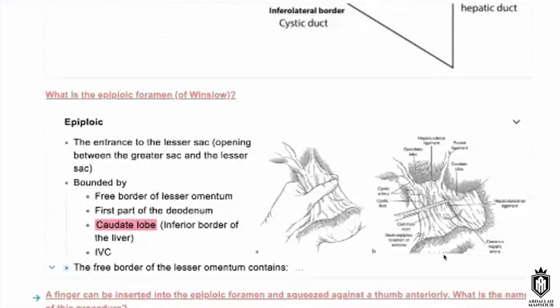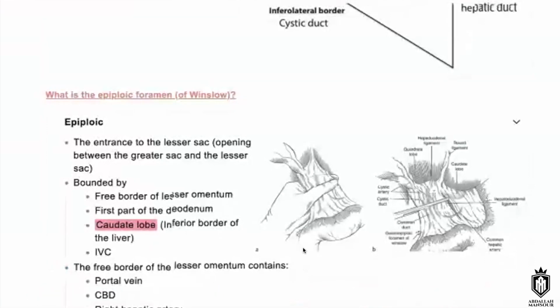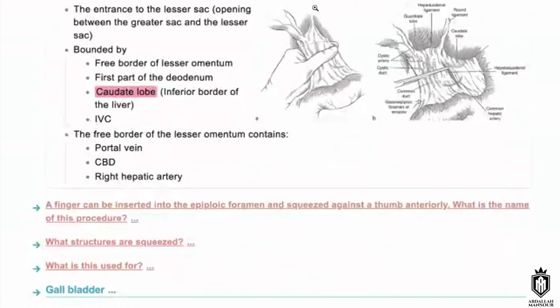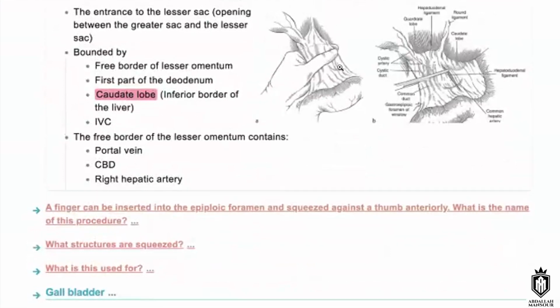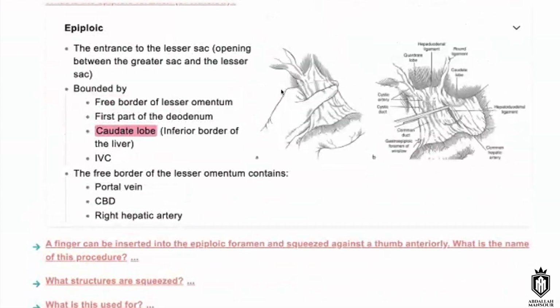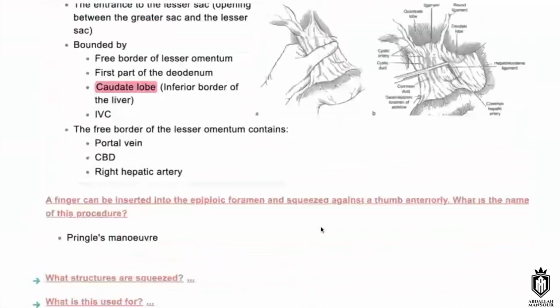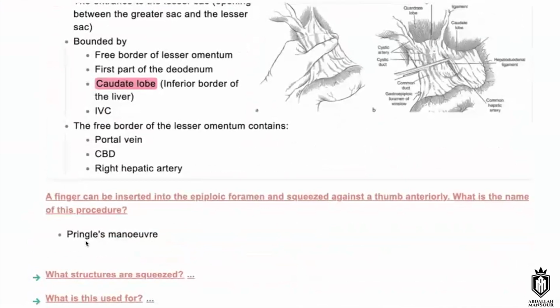Okay, what are the structures inside the free border of the lesser omentum? The hepatic artery, portal vein, and bile duct. Yeah, well done. Okay, so there is a maneuver that we're trying to do here. Do you know the name of that maneuver? This is known as the Pringle maneuver. And what's the clinical significance of that? When there's a liver laceration, to prevent hemorrhage or bleeding, this Pringle maneuver is performed.